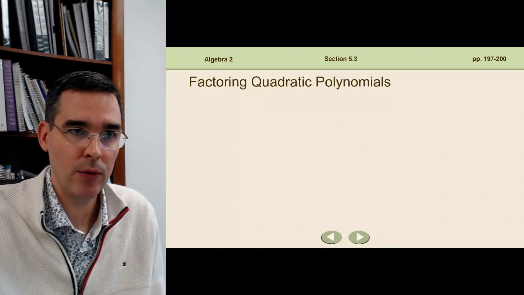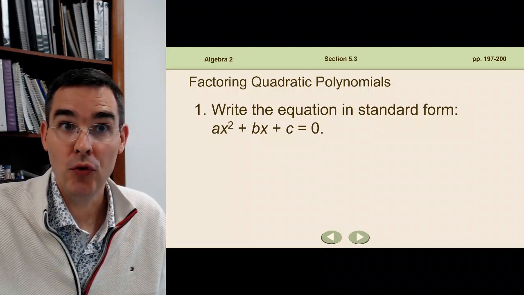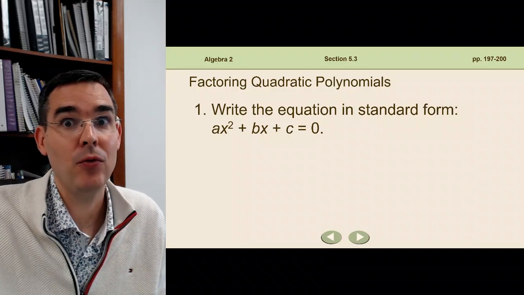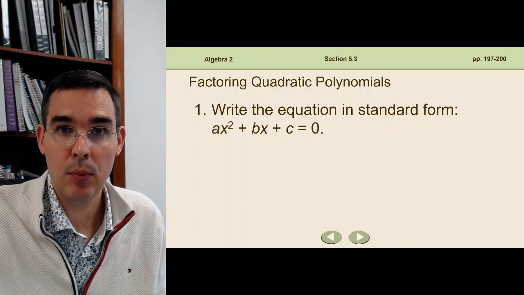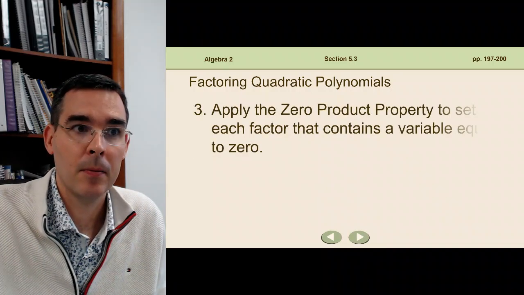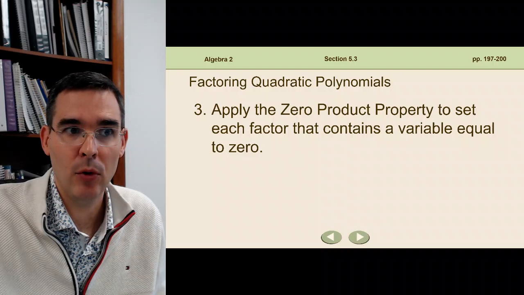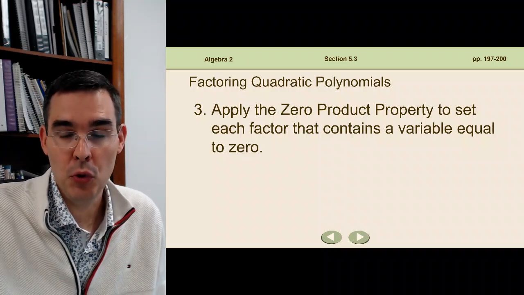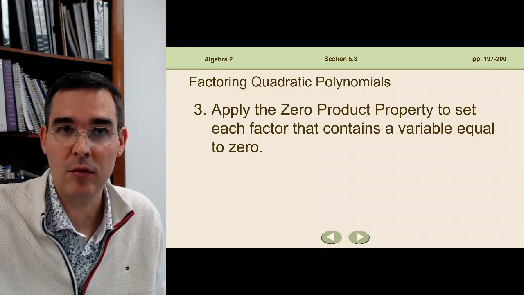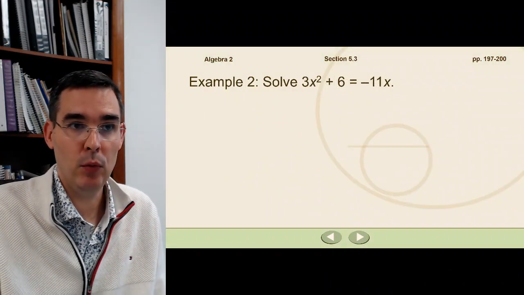So when we factor quadratic polynomials, we're going to make sure this equation is written in standard form. Don't assume that the question given to you is going to be in standard form already. You might have to use some algebra to get the problem into standard form. After you've done that, factor the polynomial. Then apply the zero product property to set each factor that contains a variable equal to 0. Usually there will be two factors, like in the example we just saw. Sometimes there'll be more. We'll look at some examples of that shortly. And then we'll solve the resulting equations, and we'll move forward.